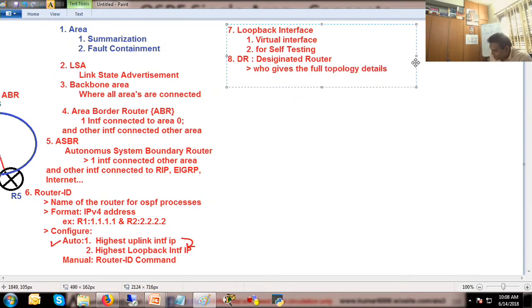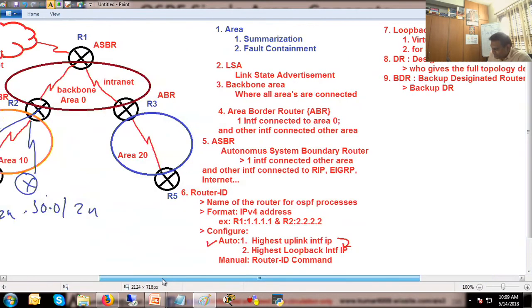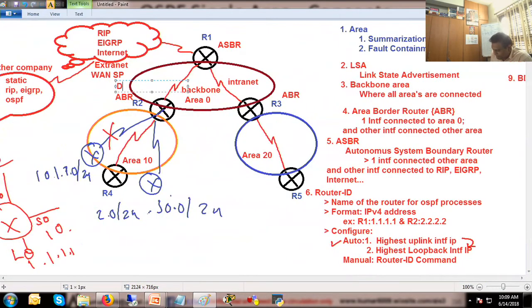For some reason, if we lose that designated router and it fails, we have a BDR, the backup designated router. Understand? For example, I'll say this R2 is DR and R3 is BDR.